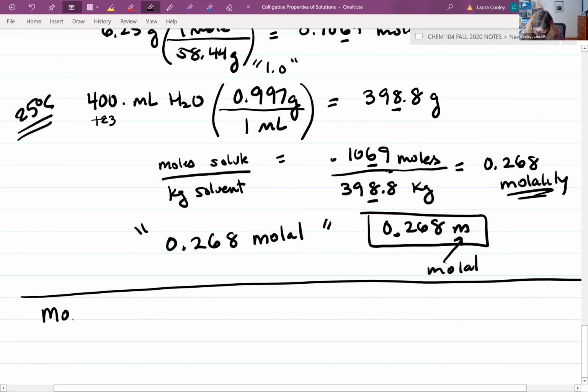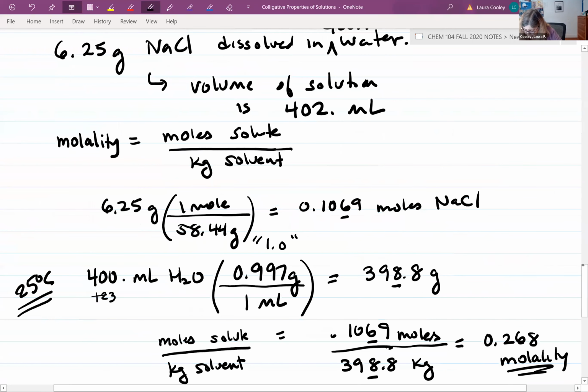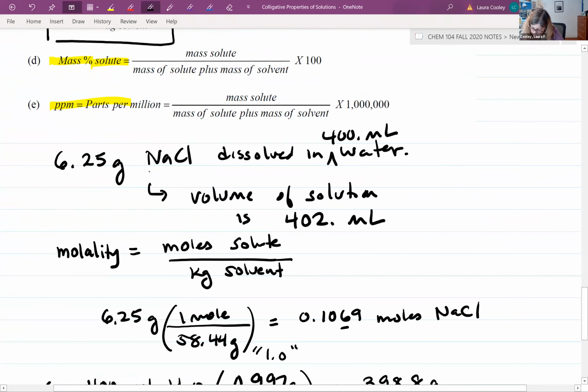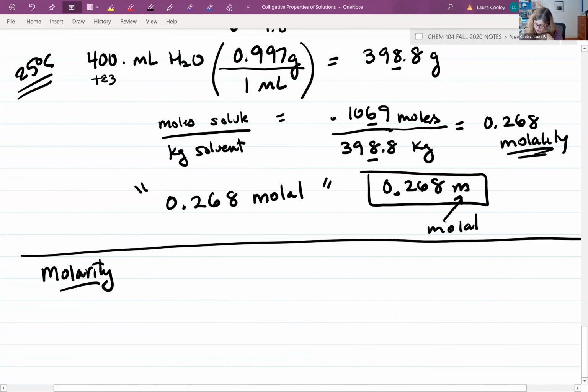What would the molarity be? Okay, so now we have to look back to the beginning of the problem, the one I wrote. I say that 6.25 grams of NaCl was dissolved in 400 milliliters of water, but then the volume of the final solution was actually a little bigger than 400 because of adding the sodium chloride. It changed the volume a little. So my solution was 402 milliliters, or 0.402 liters.